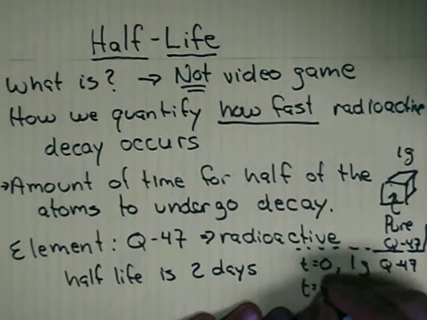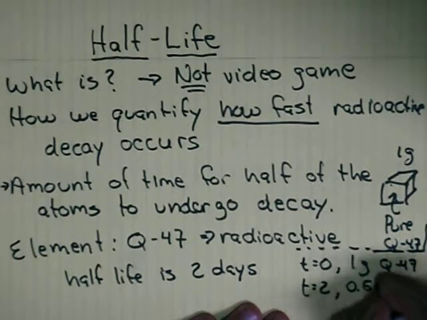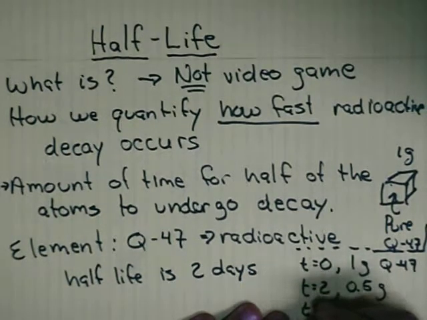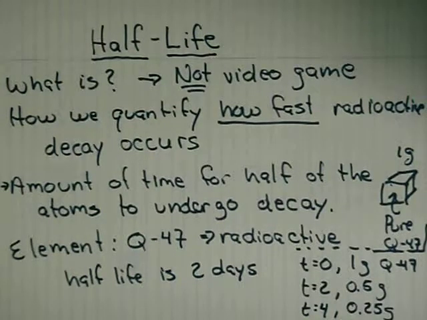Then 2 days later, how much Q47 would we have left? We'd have half of that, 0.5 grams. 2 days later, we would have half of that. And so the decay continues. Every 2 days, you lose half of whatever you have left. And so we go from 1 to 0.5 to 0.25, 0.125, 0.0625. And so the decay would continue on like that until eventually you would run out.